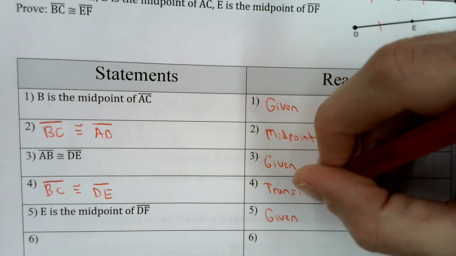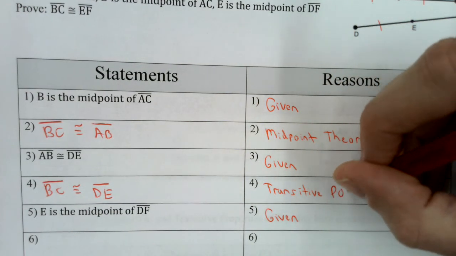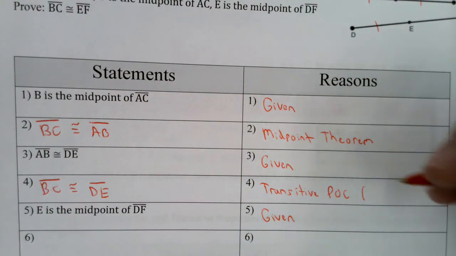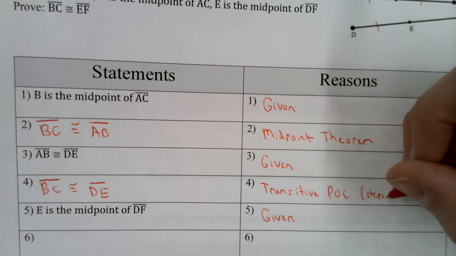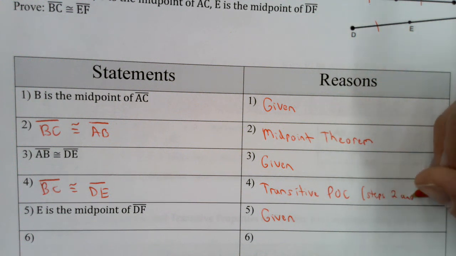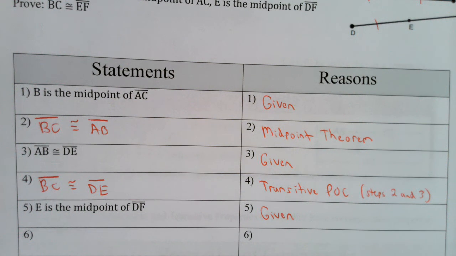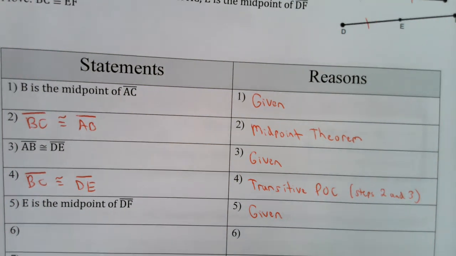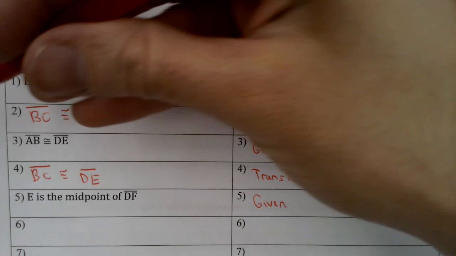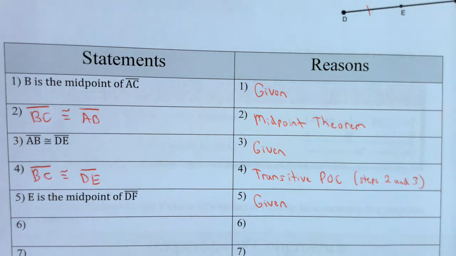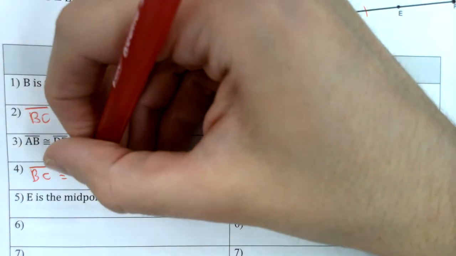Now, since this is a really long proof, I'm going to write this down. You don't have to do this. I'm just going to say steps 2 and 3. Those are the steps that I use to use the transitive property of congruence. Okay, it's a big, long proof, so sometimes it's helpful to specify that. You don't have to, but I'm going to do it again later in the proof.